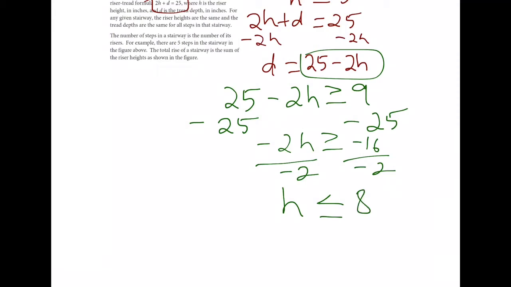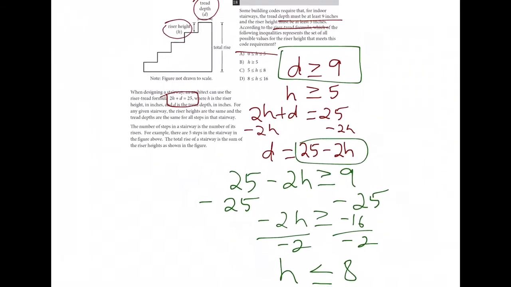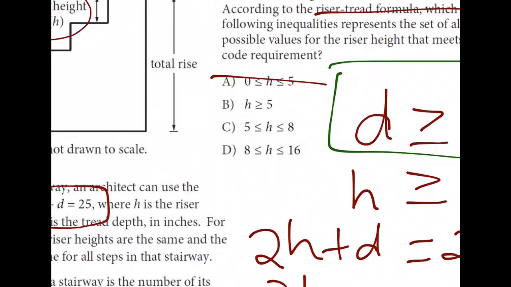This means that 8 is the largest height possible for the riser treads. Both D and B include heights larger than 8. That leaves C as our correct answer.